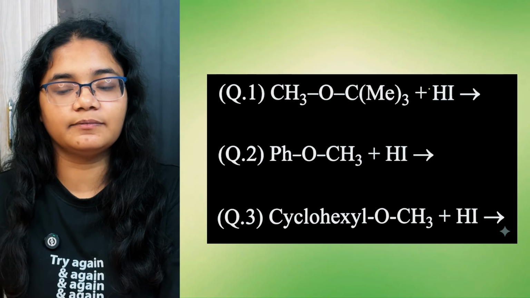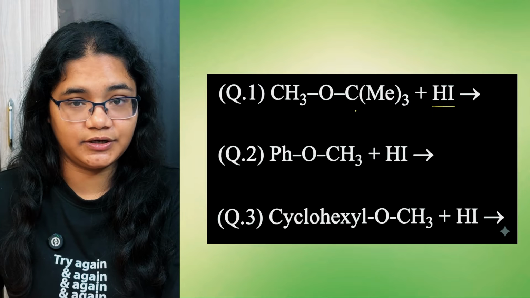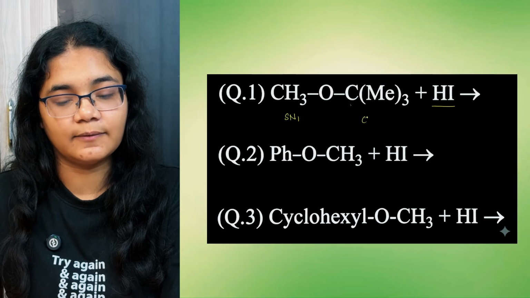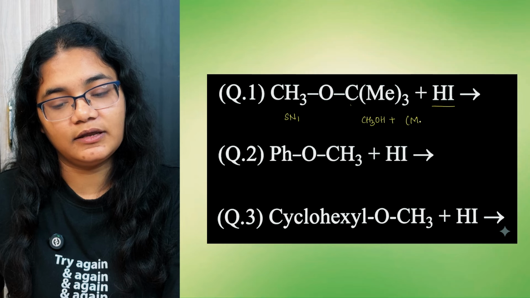So here are some examples. You can see HI is there. Now this side it is primary, this side it is tertiary. So SN1 reaction will be followed and the I minus will attack on this one. So I will get CH3OH plus Me3CI.